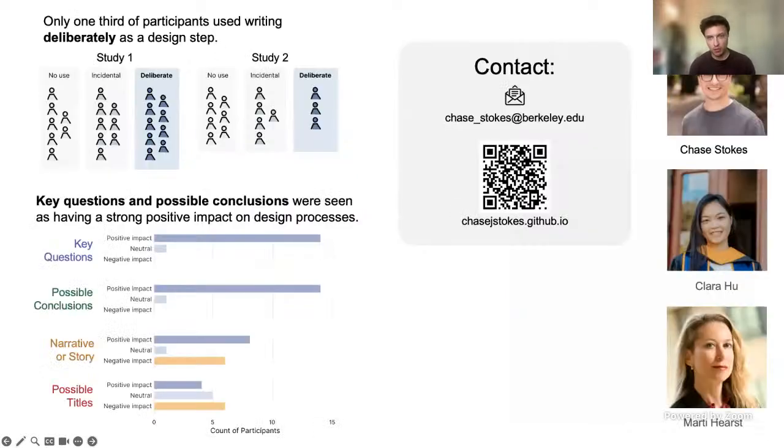In general, writing as a component of visualization design is an interesting area of future development, and you can read more about this on my website.